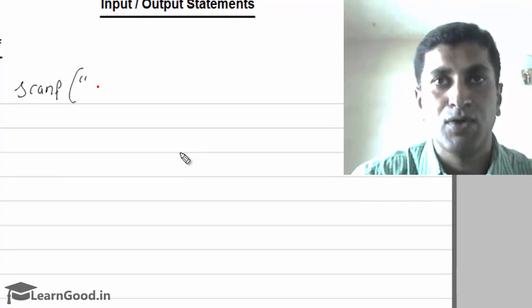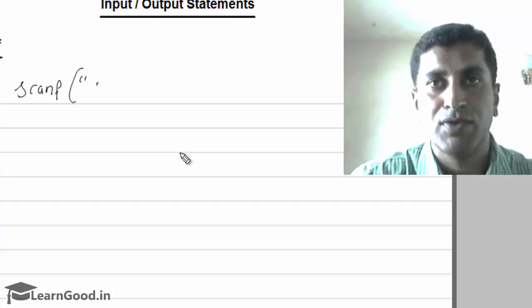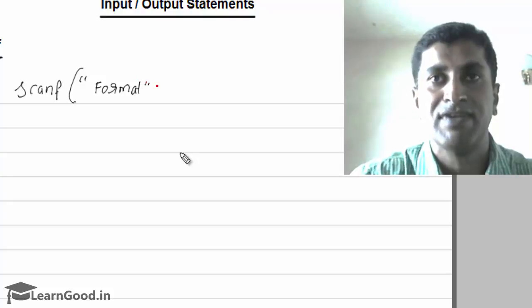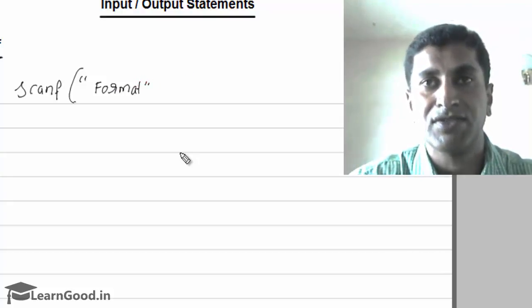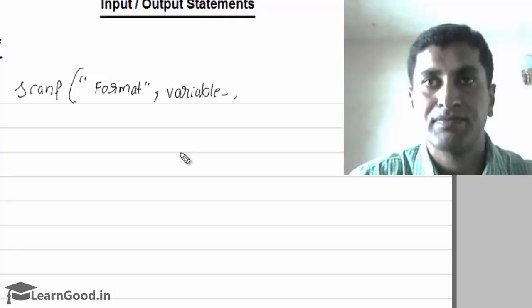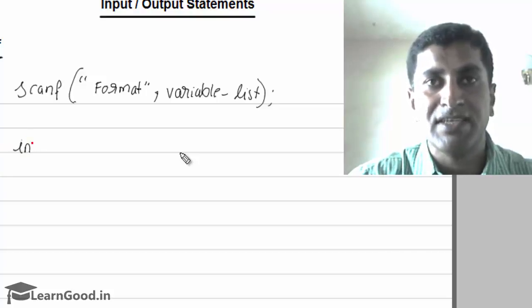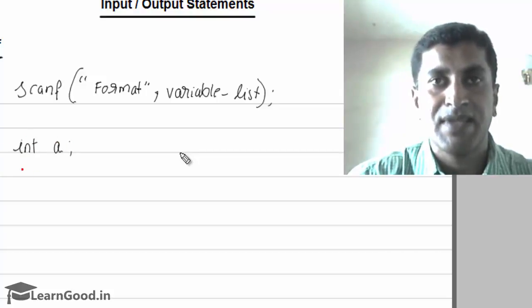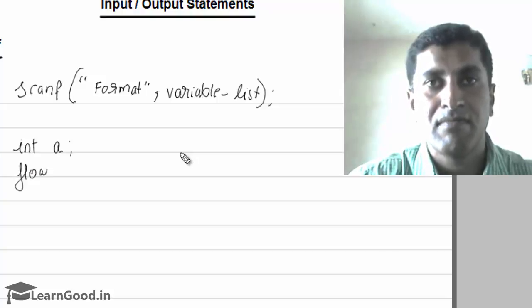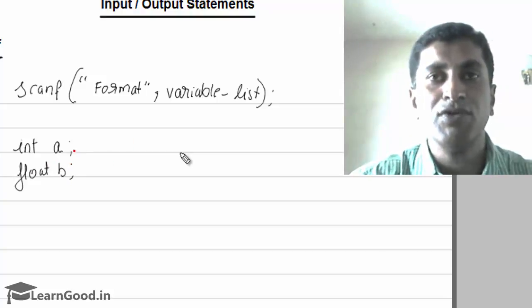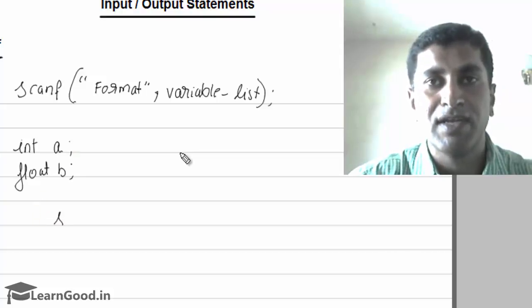Here within bracket, within double quotes, you can give only the format. You cannot give any message as you have done in case of the printf function. So you give the format and then the variable list. So this is the syntax of scanf. For example, if you take an integer variable A, and the same way a float variable B.